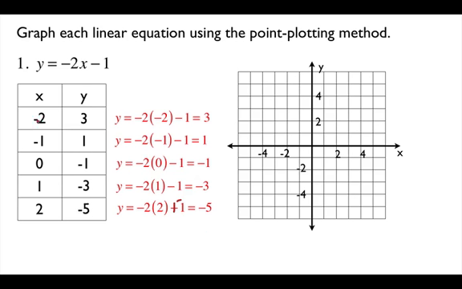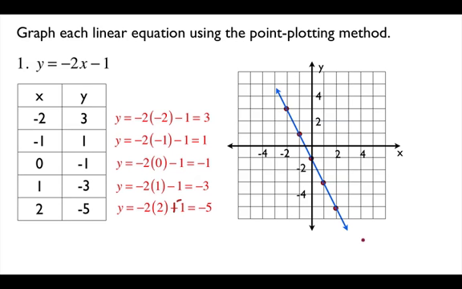Once I have these ordered pairs, like for instance negative 2, 3, I go ahead and graph it. This is where negative 2, 3 is. Then the next one is negative 1, 1. Here it is, 0, negative 1, which is right here. I'm basically graphing these points. Once I have plotted those points, all I need to do is take out a straight edge, connect those points with a ruler, and here's the graph of this linear equation.